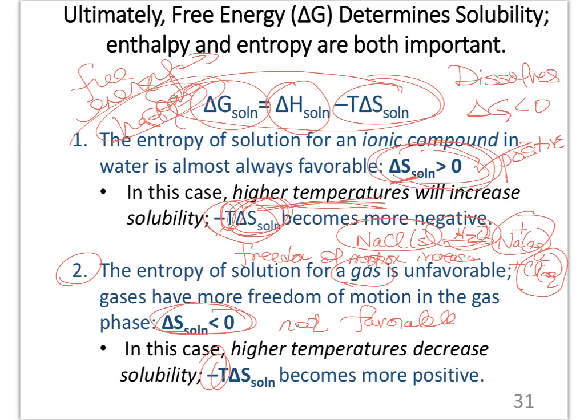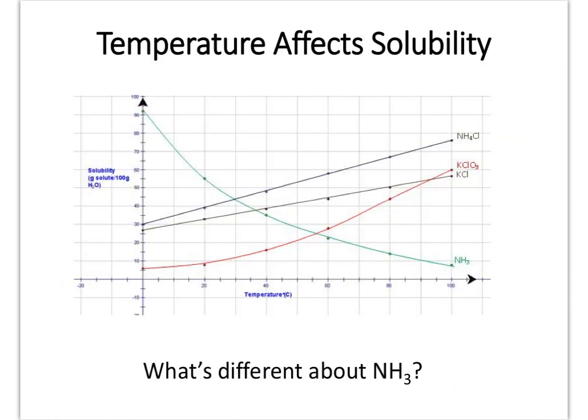And that's because entropy is unfavorable for gas and water. The higher the temperature, the more important you're making the whole unfavorable term. So it's going to get less and less soluble at higher temperatures. So salts or ionic compounds get more and more soluble as the temperature goes up. Gases get less soluble as the temperature goes up.